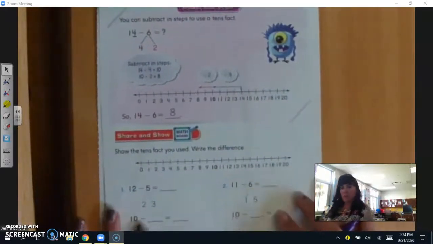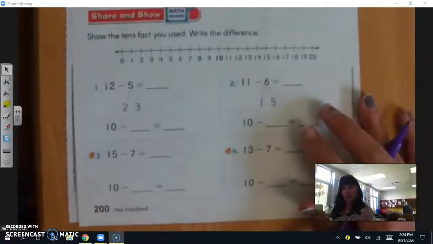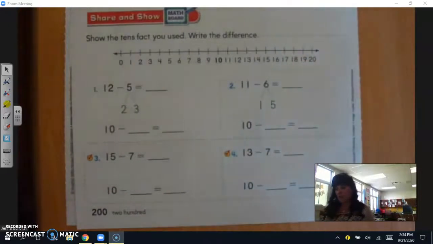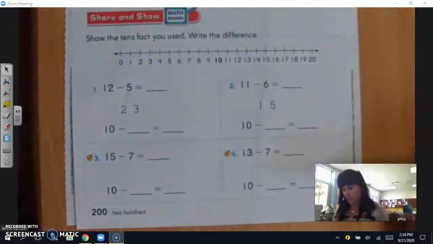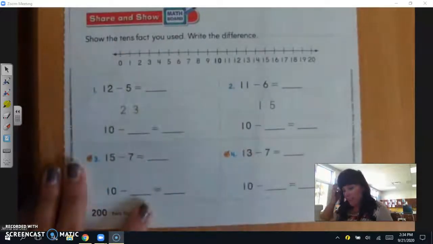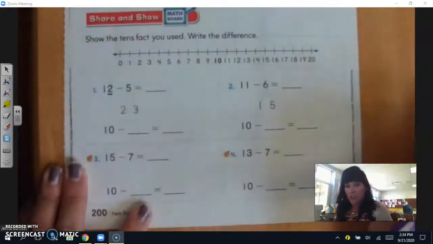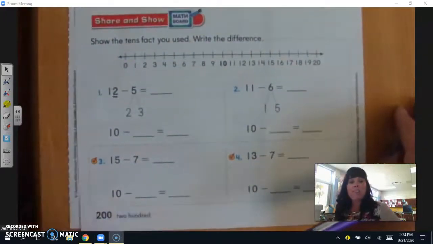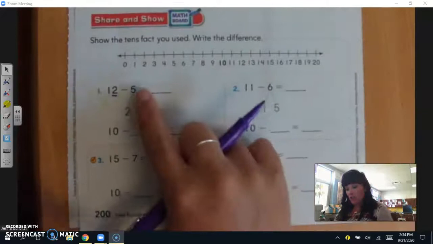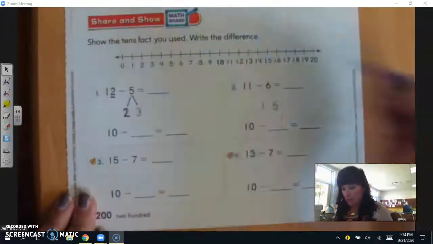So let's get on to number 1. I'm going to zoom in a bit. I'm sorry it's so unfocused, guys. I don't know how to make that any better. But we're going to start down here for number 1, 12 minus 5. So the first thing I'm going to do is underline the ones digit in 12. And that ones digit is 2. So I'm for sure going to break this 5 into 2 and something else.